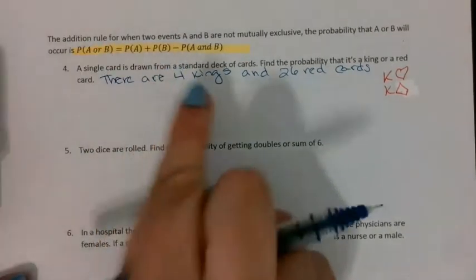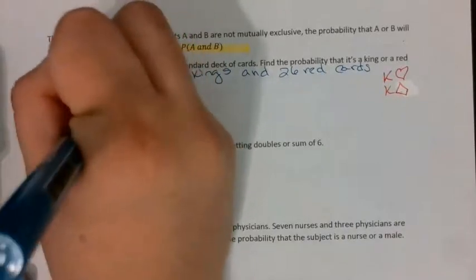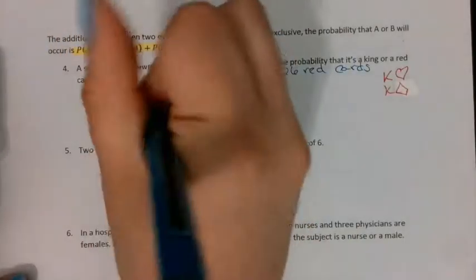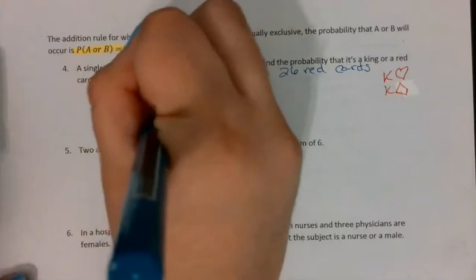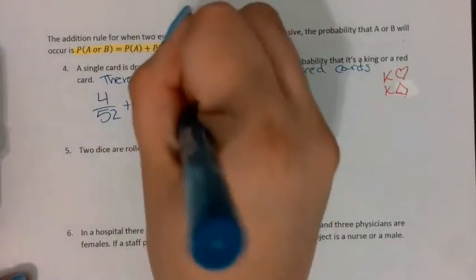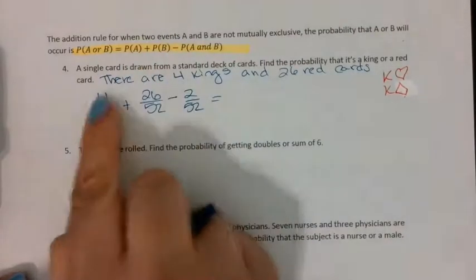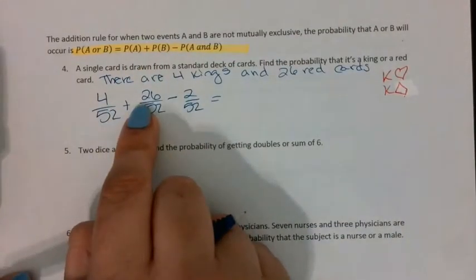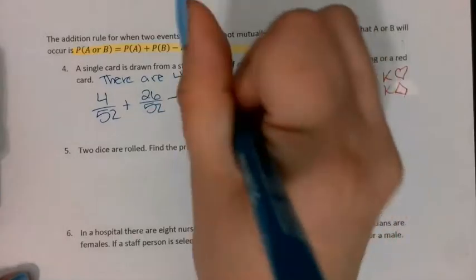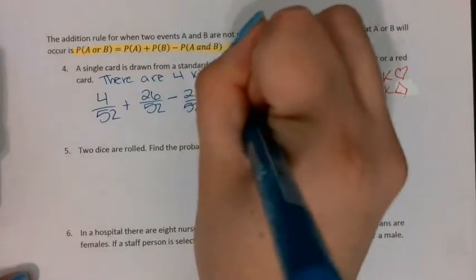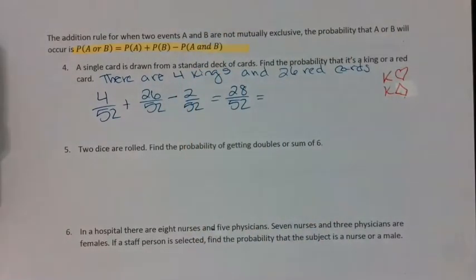So my probability of my first event is 4 out of 52 kings. My second event is 26 out of 52 red cards, and the overlapping piece is the 2 kings, so I subtract the 2 out of 52. So then I add my numerators. 4 plus 26 is 30, minus 2 is 28. And then I type that into my calculator to simplify, which gives me 7 over 13.